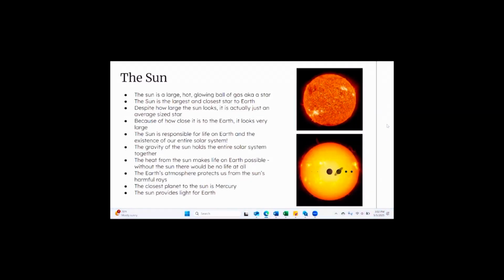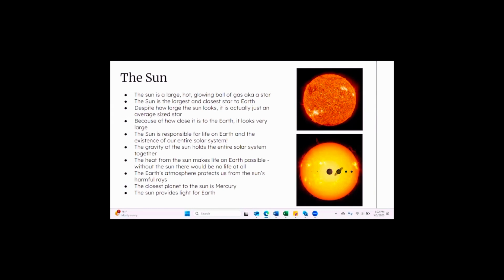Next, we have the sun. So the sun is a large, hot, glowing ball of gas, which is also known as a star. A lot of people don't know this, but the sun is actually a star. Even though the sun does look very, very big, it's actually just an average size star. But because of how close it is to the Earth, it looks very big, because the sun is the largest, closest star to Earth and to us.